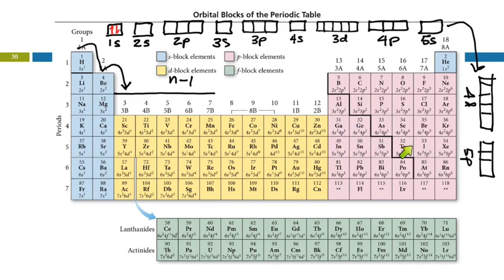And after 5P, we come around here and we've got 6S. After 6S is, this is a D, right? 5D, but then there's this gap here. And if you look at the numbers 57, 72, something happened there, right?